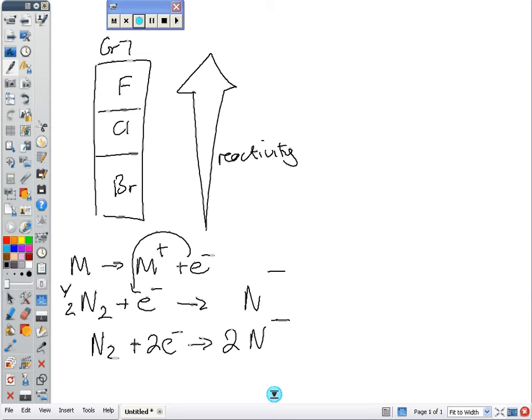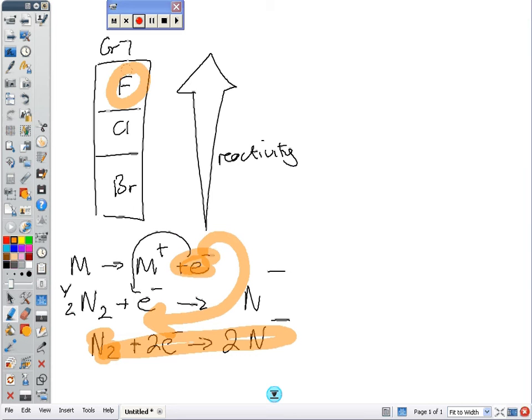But the key thing is that this time the non-metal is gaining the electrons, whereas up here the metal was losing those electrons. And indeed it's the electrons from the metals that are accepted by the non-metal. Now, the next thing we say is, fluorine is the most reactive of all of these, so it must be the best at gaining these electrons.